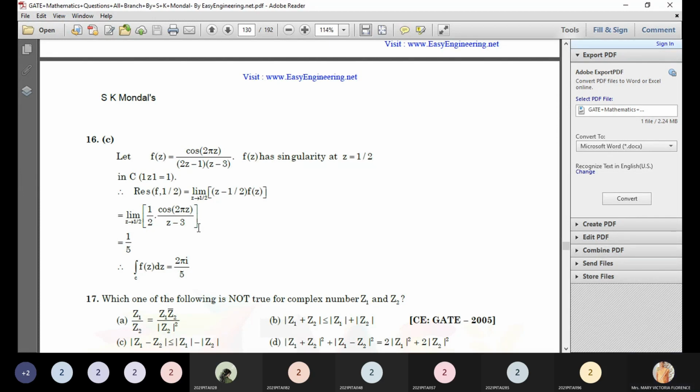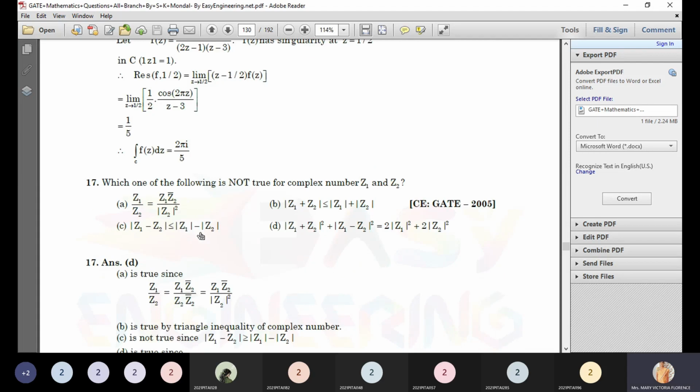Next question. Which one of the following is not true for complex numbers z1 and z2? A: z1 by z2 equal to z1 z2 bar by mod z2 square. B: mod z1 plus z2 less than or equal to mod z1 plus mod z2. C: mod z1 minus z2 less than or equal to mod z1 minus mod z2. D: mod z1 plus z2 whole square plus mod z1 minus z2 whole square equal to 2 times mod z1 square plus 2 times mod z2 square.